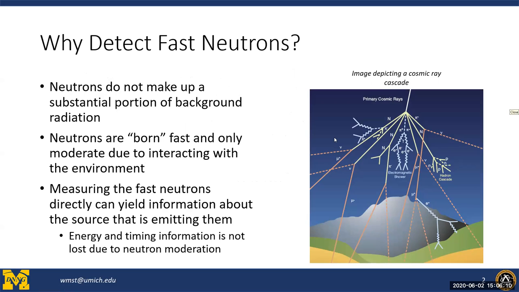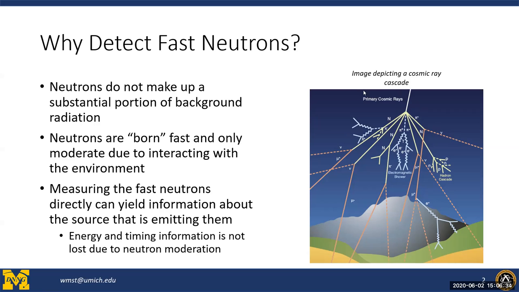So, starting off, why detect fast neutrons? To answer this question, we first have to talk about why detect neutrons in general. One of the primary reasons for looking into neutron detection is that neutrons do not make up a substantial portion of background radiation. They do exist in background radiation, but the majority of them actually come from cosmic ray showers.